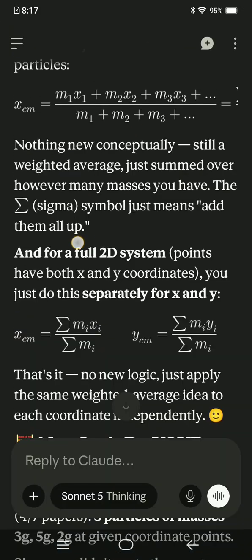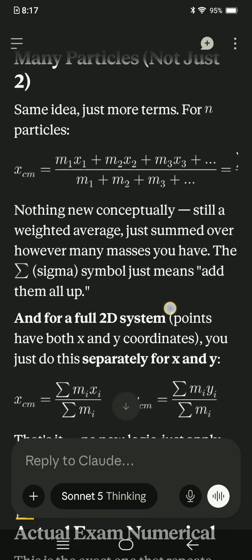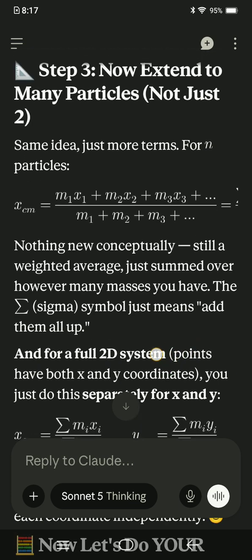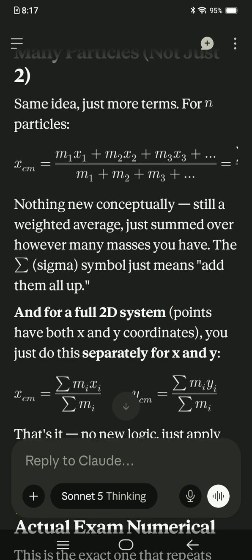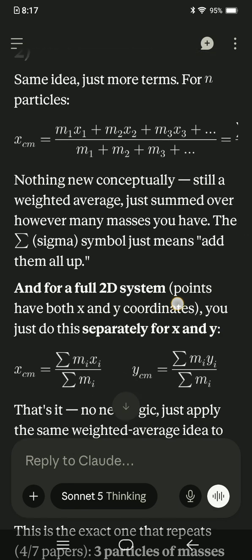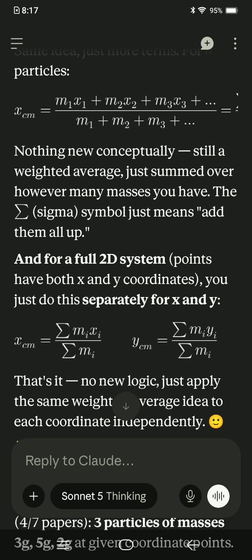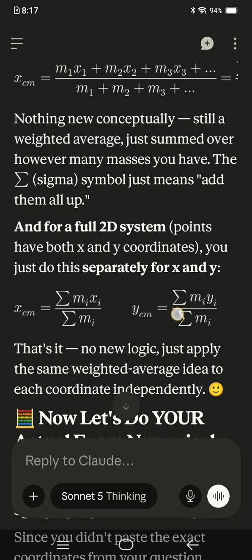Nothing new conceptually. Still a weighted average, just summed over however many masses you have. The sigma symbol just means add them up. And for a full 2D system, points have both x and y coordinates. You just do this separately for x and y.